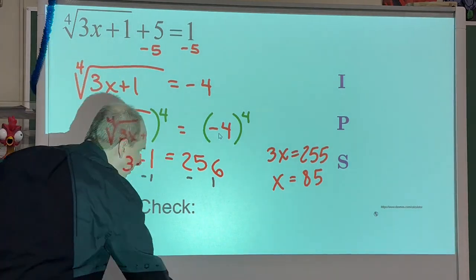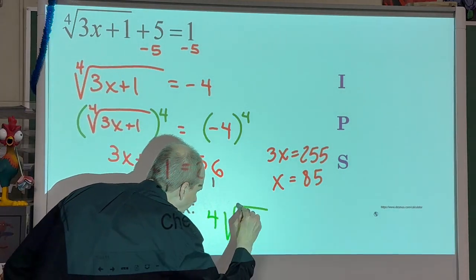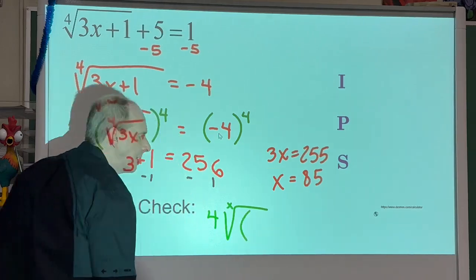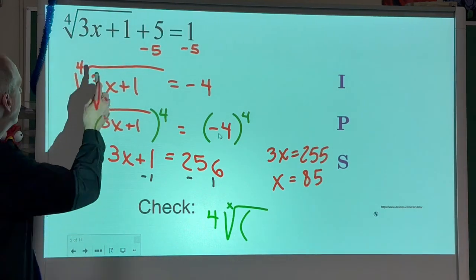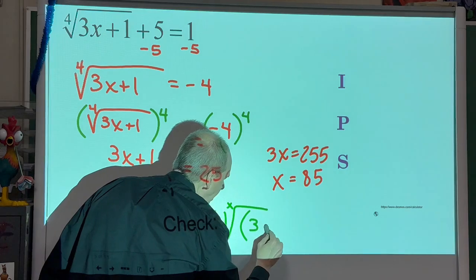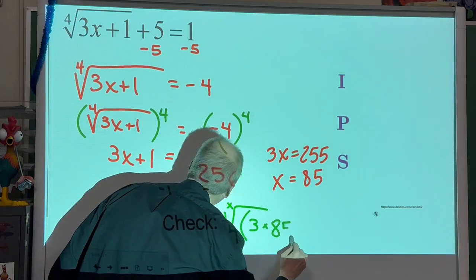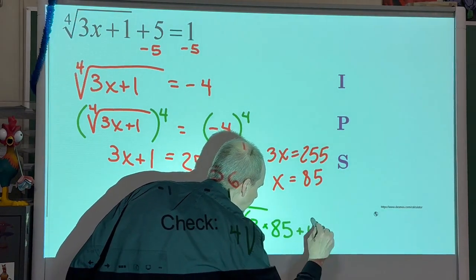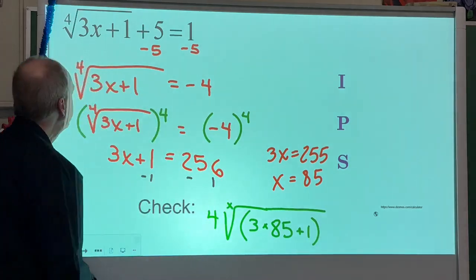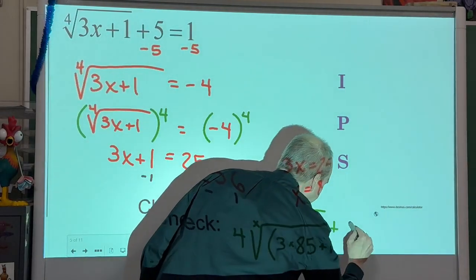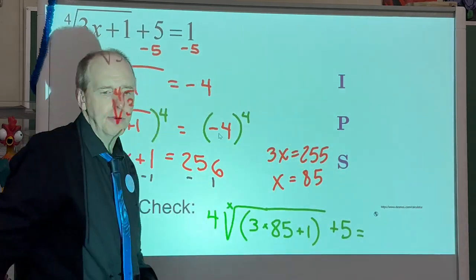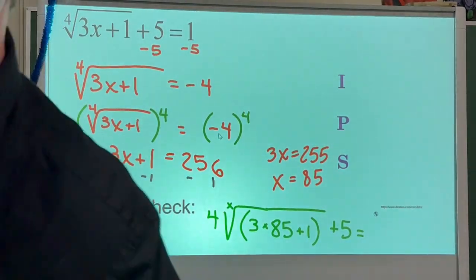We need a 4th root. On your calculator, you put 4 with your funny little root. You need to start the parentheses. It only starts it for you with a square root. It doesn't start it with a cube root, 4th root, 5th root, any kind of root other than a square root. We have 3 times x, which is 85, plus 1. Close your parenthesis. That will close the root. Then hit plus 5. When you're done, hit equal, and we'll see if you got it right.